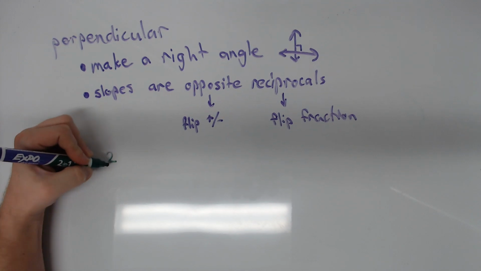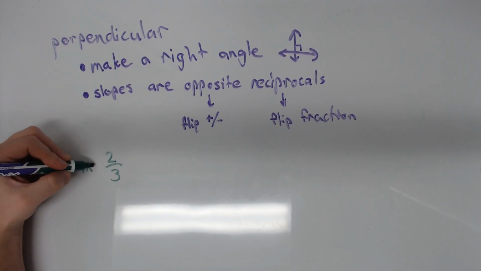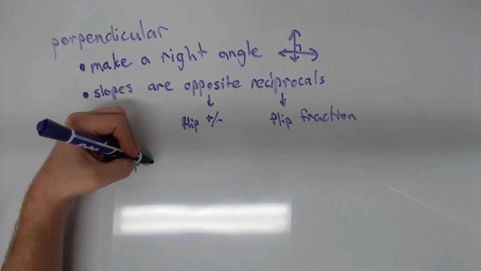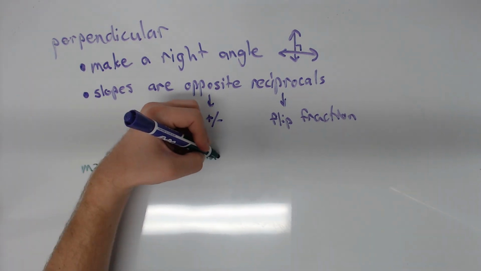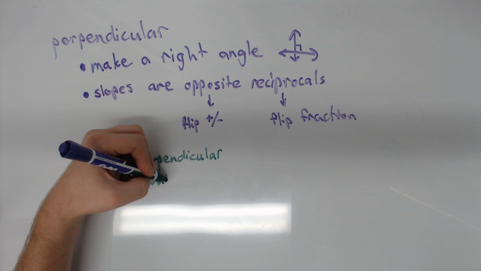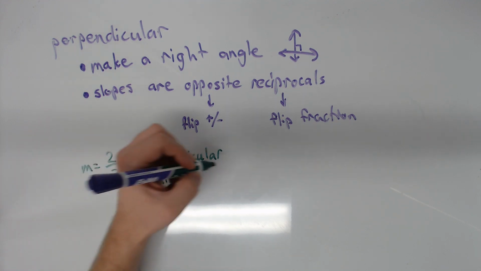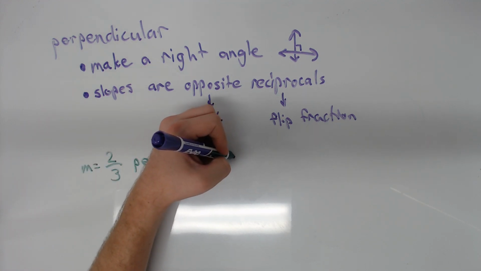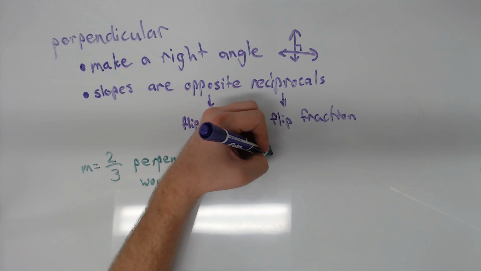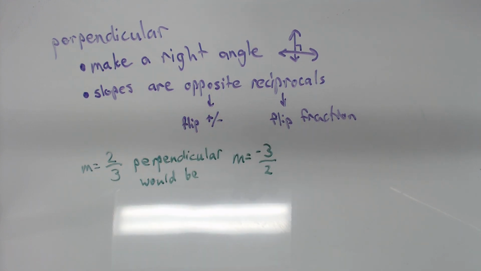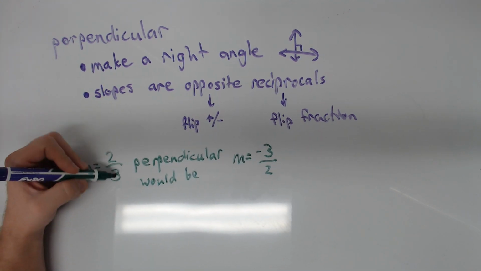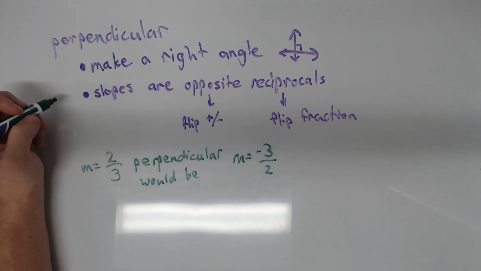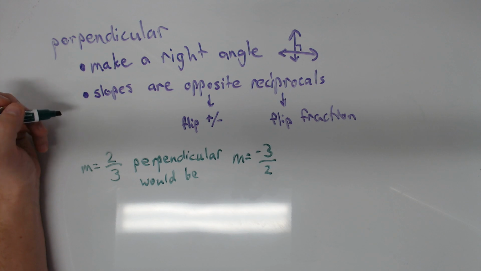If I have a slope of 2/3, perpendicular to that, perpendicular would be a slope of negative 3 over 2. That's all there is to it. This one was positive, I made it negative. This one was 2 over 3, I made this one 3 over 2. Those lines would make a perfect 90-degree angle.